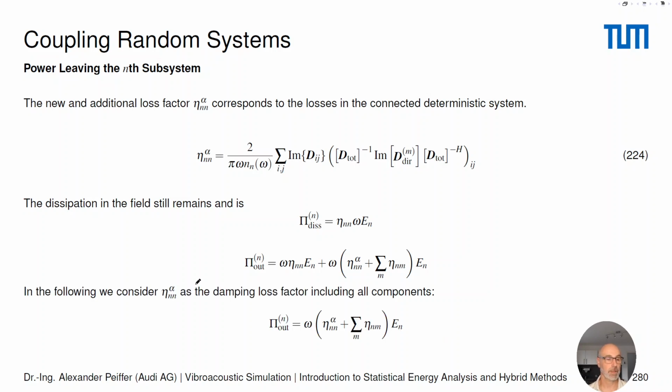So in the future, we will not add this in addition, we just put those together. That means when we talk about eta and n alpha, it's a combination of dissipation in the junction plus what is dissipated in the field.